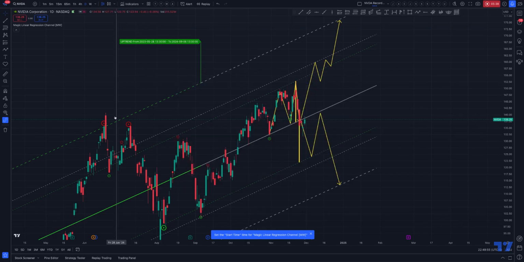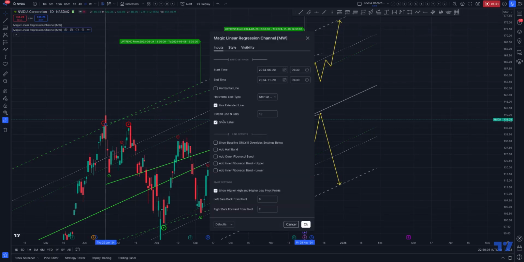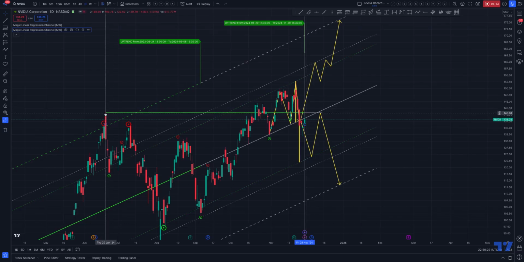Okay, let's get rid of that. And let's start from here. And we're going to end sometime in the future. And we're going to change this channel so that it's only a horizontal line. And we only want to show the baseline, and we want it to start at the high. So what that does is give us the line of resistance that existed here.